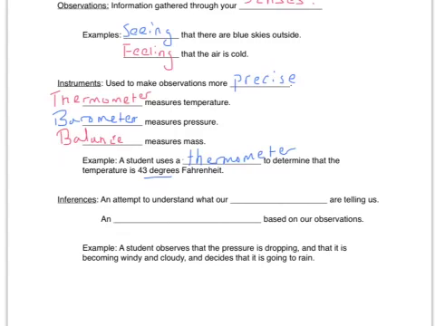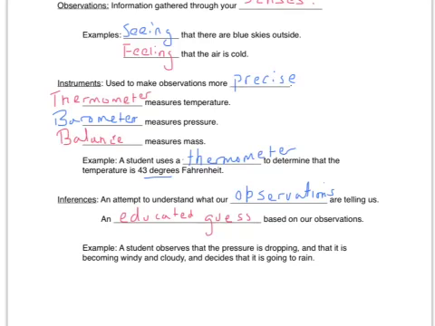An inference is an attempt to understand what our observations are telling us. Another way of looking at it is you could say it's an educated guess based on our observations. So we see something, we try to explain what's going on. That is an inference. So an example, a student observes that the pressure is dropping, that it is becoming windy and cloudy, and decides it's going to rain.